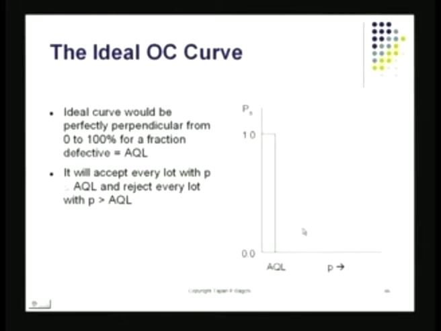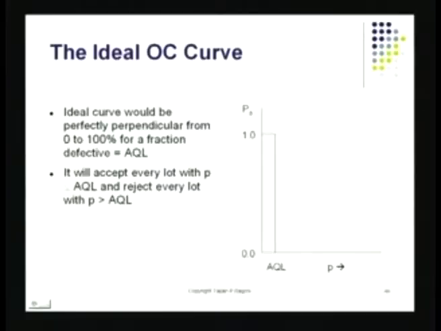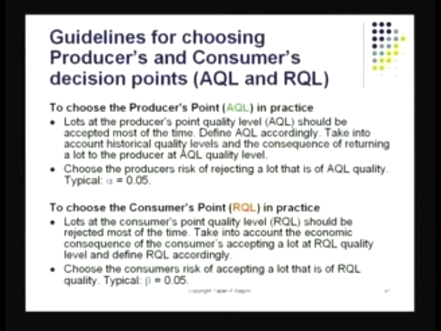I can guarantee this, provided I take the full lot and I inspect each and every item, so that I can pull out any defectives that might be there. I pull out all the defectives and end up with only good parts there. If I would do that, I could operate in a way that would be pretty close to what we call the ideal curve.